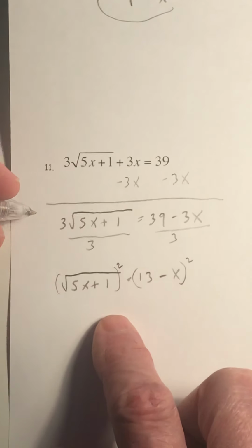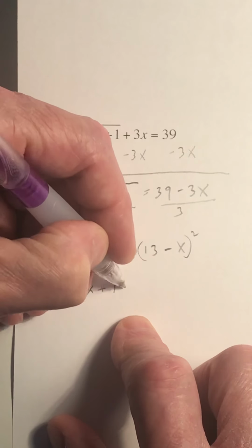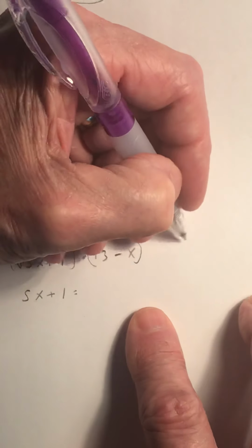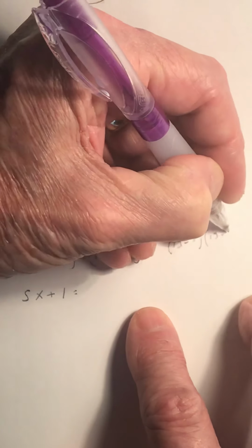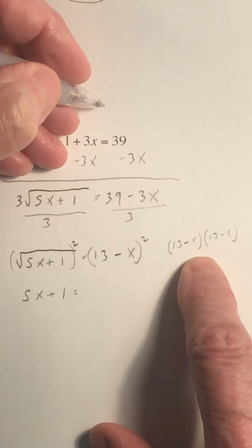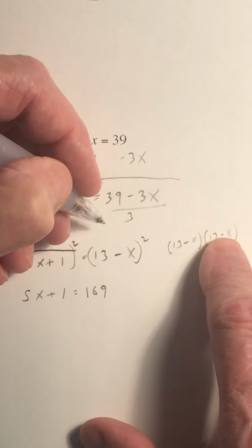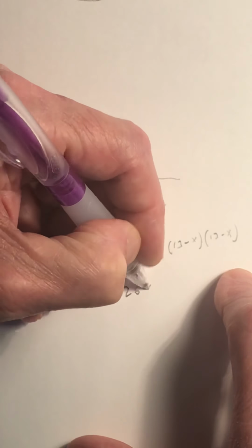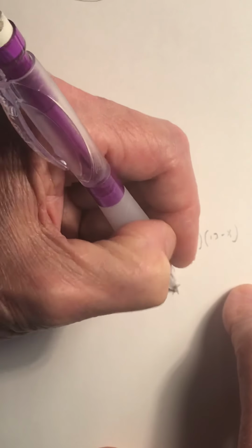On the left side, we just get rid of the square root symbol. On the right side, it's 13 minus x times 13 minus x. So we get 169 minus 13x again makes it minus 26x in the middle, and then minus x times minus x, that's plus x squared.